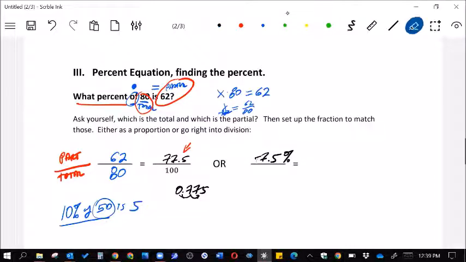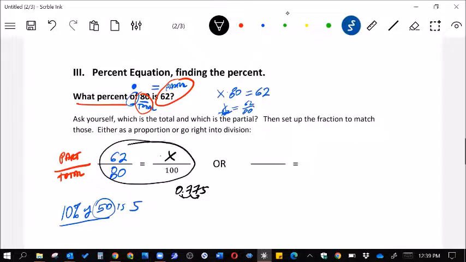Oh, I think I meant to do, let me rewrite that, because what I really wanted to do is say, here is the percent proportion. And then what we would do is 62 over 80 is equal to 0.775, that's what that comes to. Then move the decimal twice, and we get 77.5%.